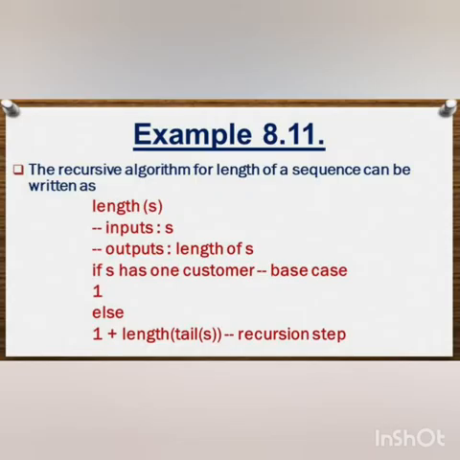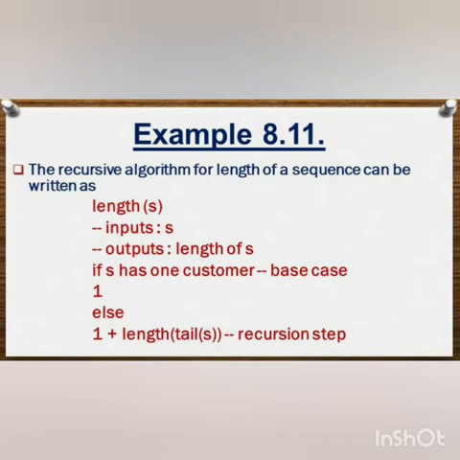The recursive algorithm for length of a sequence can be written as length of S. Here, length is the name of the algorithm and S is the input. So, the input property is S, that is the sequence, and the output property is length of S, that is how many customers are waiting in a line.